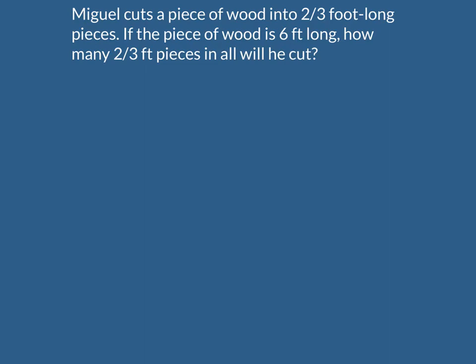Today's sample question says, Miguel cuts a piece of wood into 2/3 foot long pieces. If the piece of wood is 6 feet long, how many 2/3 foot pieces in all will he cut? So in order to solve this, we need to write and evaluate a division expression. So it's going to look like this. S divided by 2/3 when S equals 6. So S is going to represent the length of the original piece of wood.